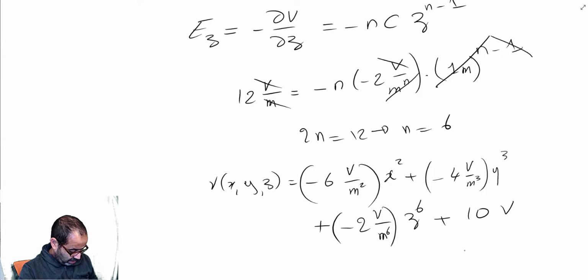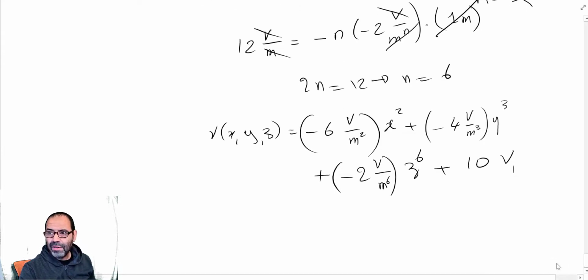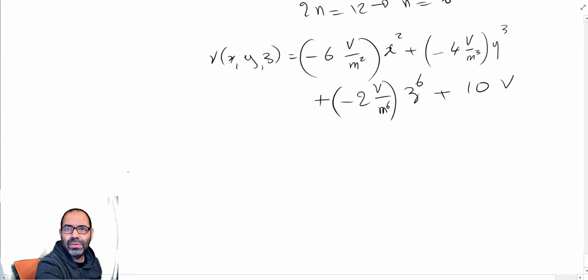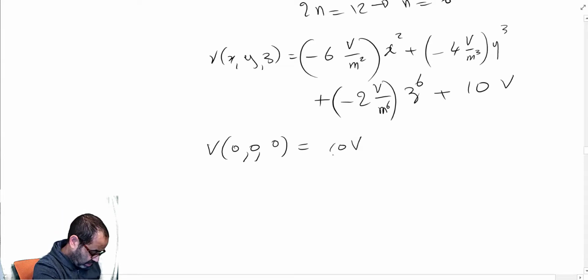They want us to use the data to find A, B, C, D, L, M, and N. What are V and the magnitude of E at the point 0, 0, 0? If I plug in 0, 0, 0, V sub 0, 0, 0 is simply equal to 10 volts. That's one of the data given to me. What is the electric field at that point? It's given to me also as 0, 0, 0, 0.